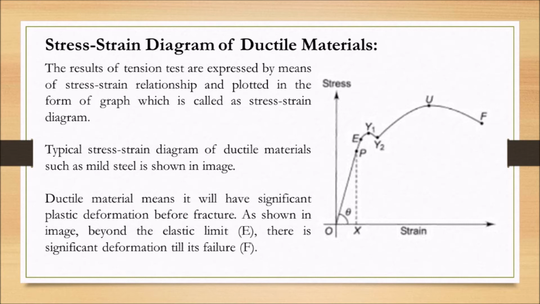On further loading, there will be deviation from linearity in the stress strain curve, and after a certain point, we will see that the material is not able to regain its original shape, that is, atoms displaced from their original position are not regaining their original position. So the point where the material is not able to regain its position is called the elastic limit, represented as E.